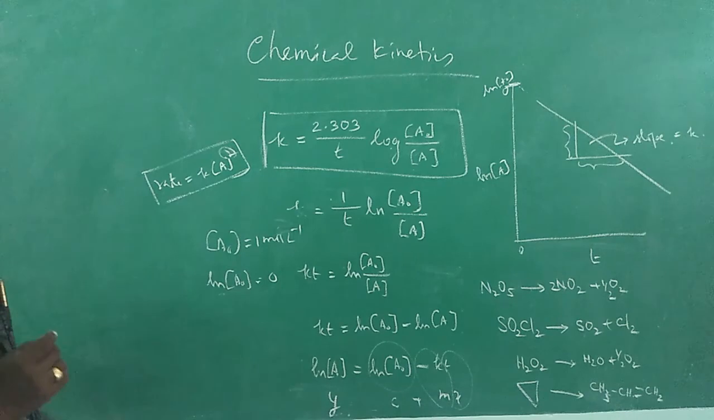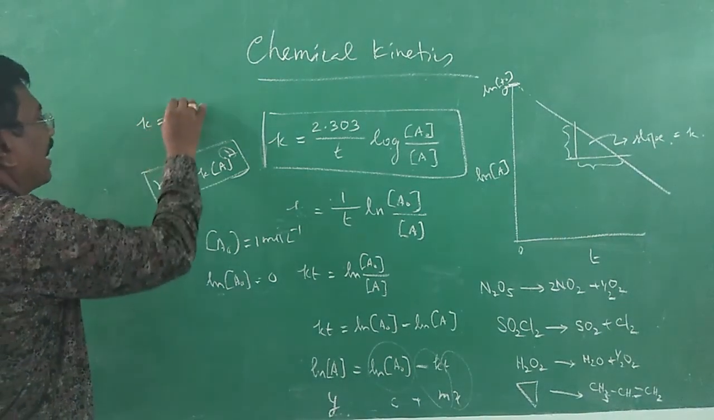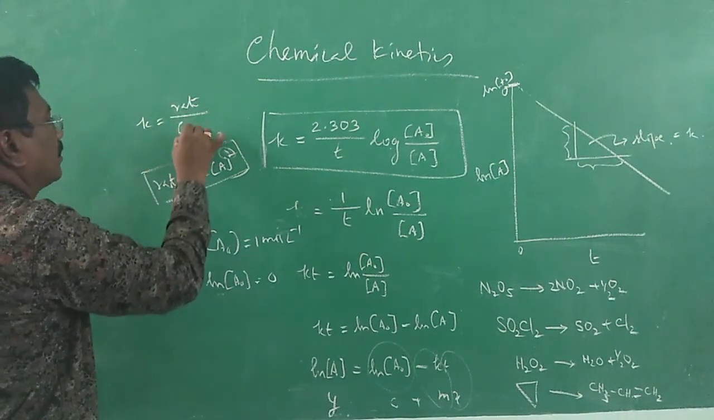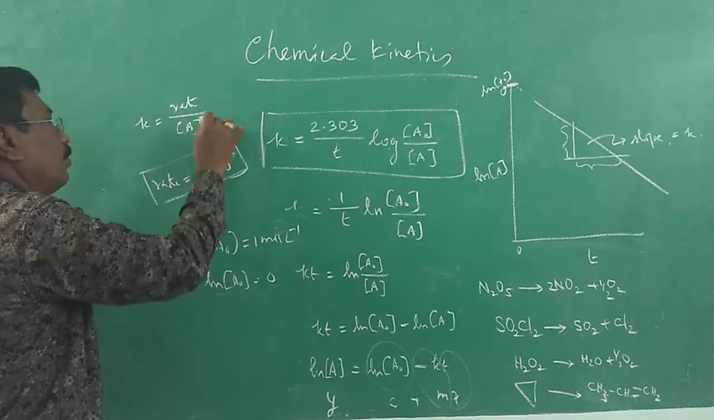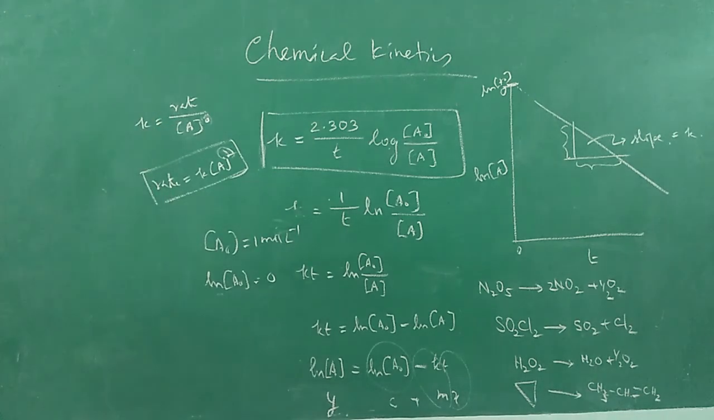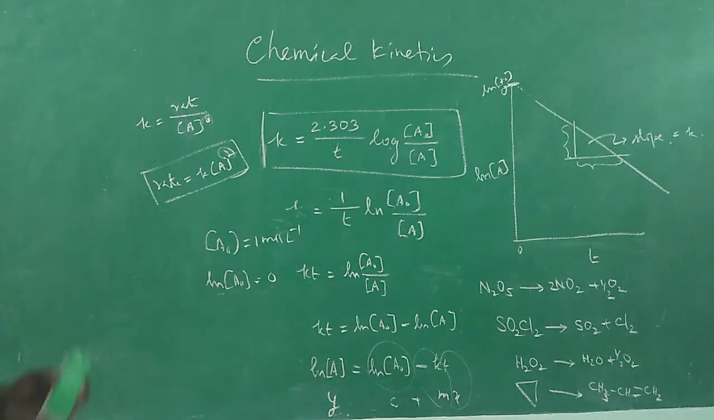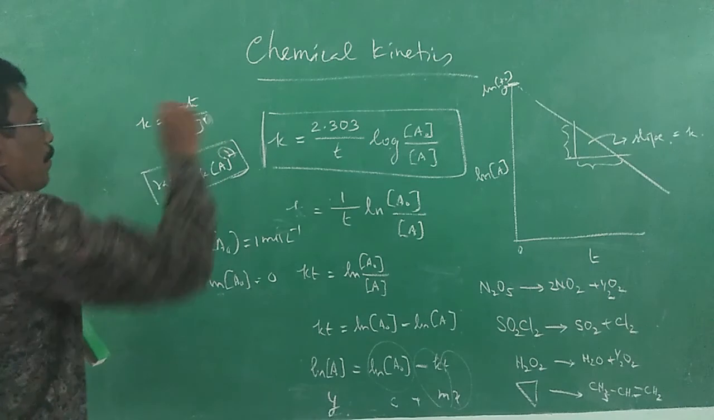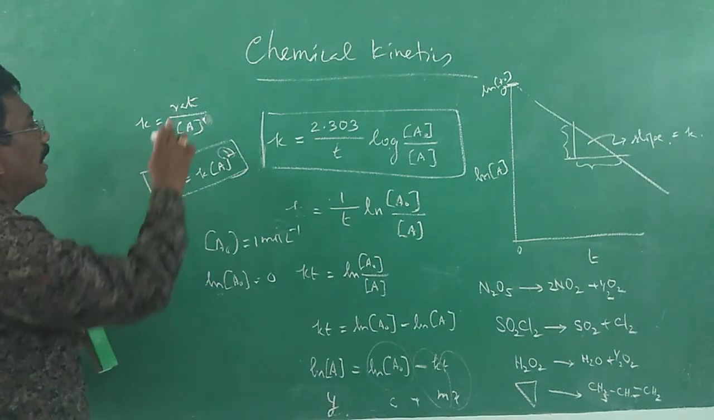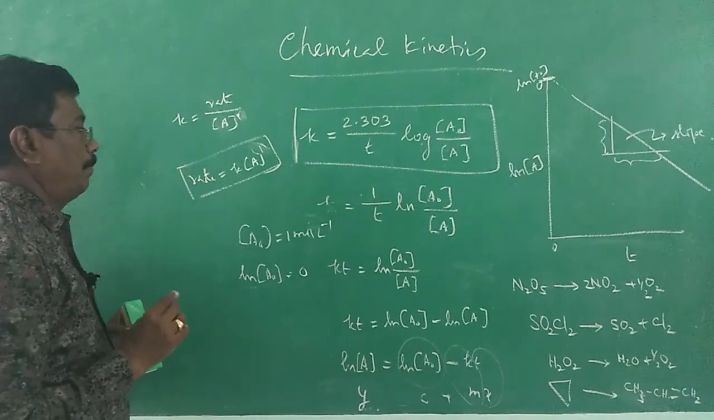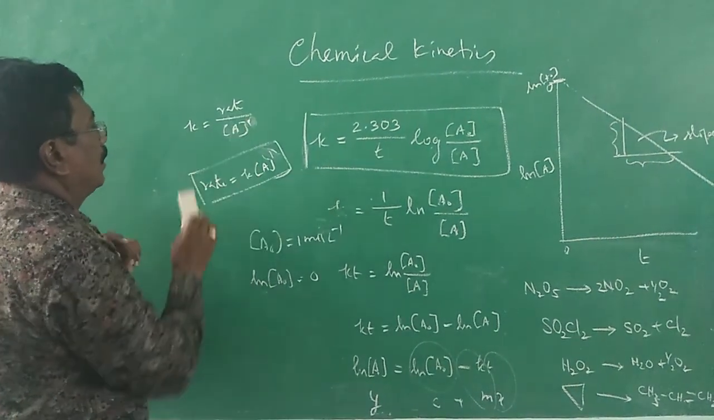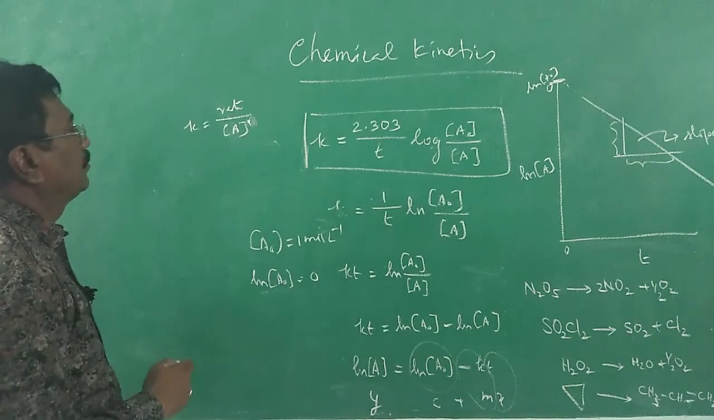That I said already. K is equal to rate divided by molar concentration to the power n, and n can be 1, 2, 3, 0, etc. That depends on the order of the reaction. Suppose the order is 1. So what will be the rate? Rate is equal to K into concentration of A to the power 1. Correct?